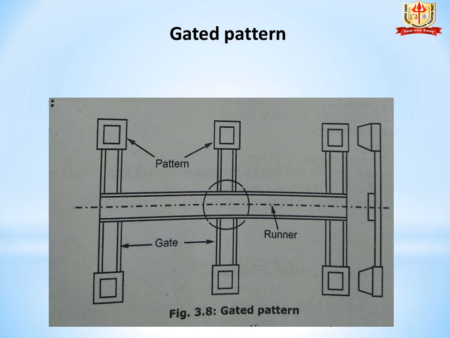Now we see gated pattern. It is used in mass production work where many castings are required. A number of small patterns are connected to each other by means of gate formers, which provide a suitable channel for feeding molten metal to these cavities. A single runner may be used to fill all the cavities. These pattern groups connected to each other by gate formers are known as a gated pattern.